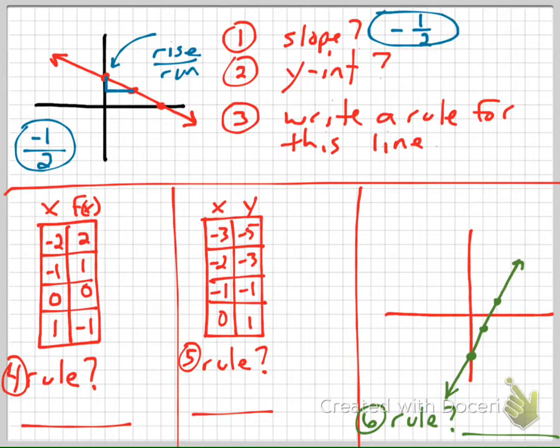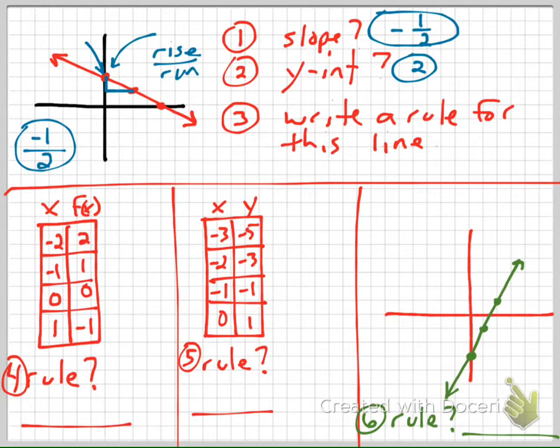Number 2. Where is the y-intercept? That is where our line crosses the y-axis. Where does it cross the y-axis? At 2. These are things you're just looking at. Does that make sense? You're just looking at it. Where does it cross the y? Oh, 2.